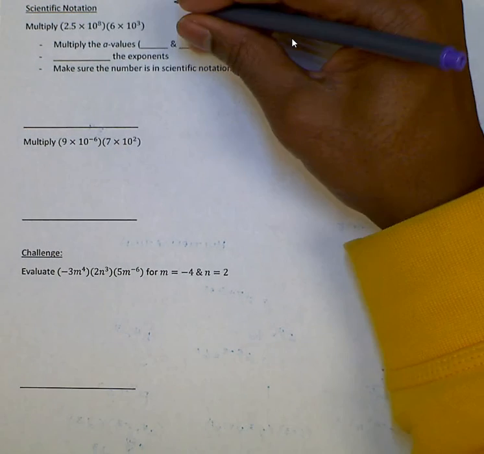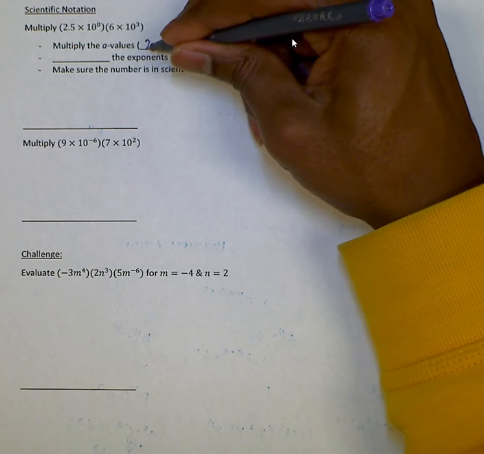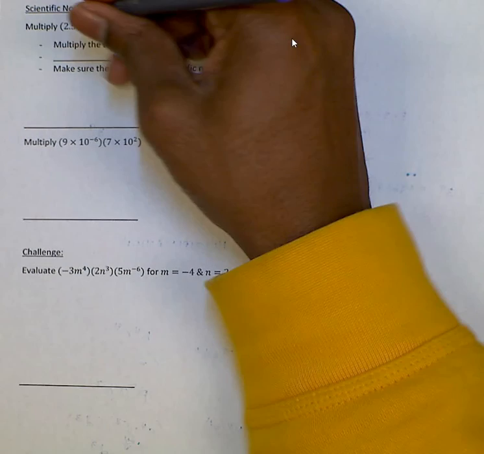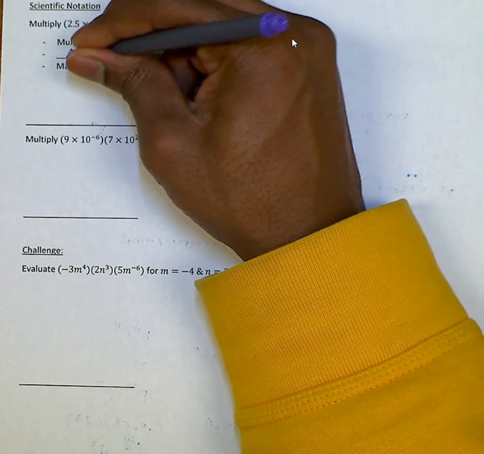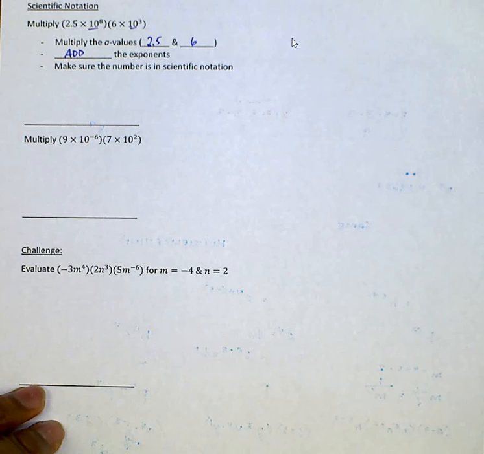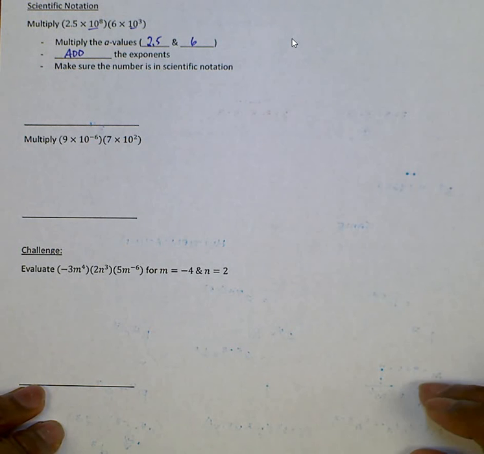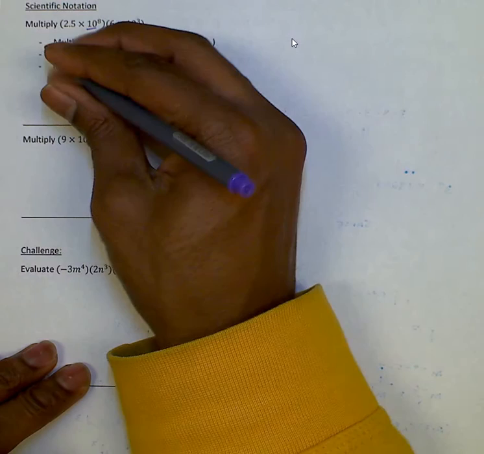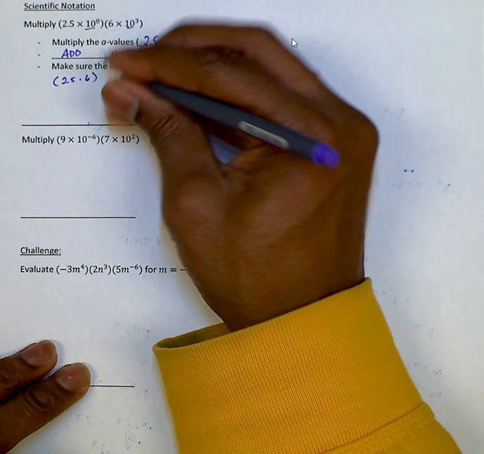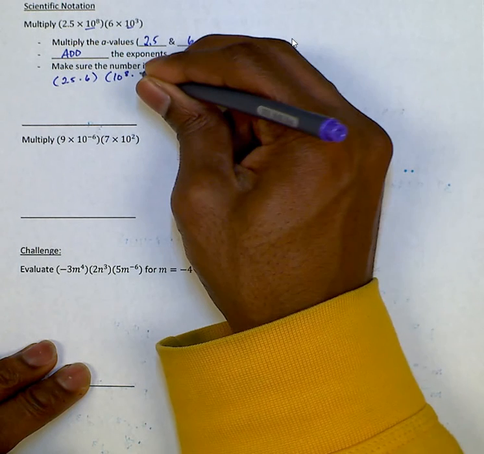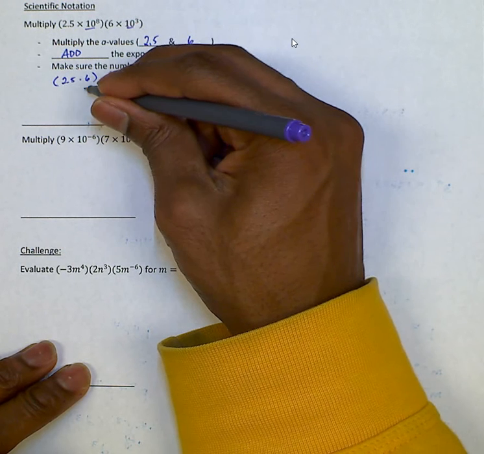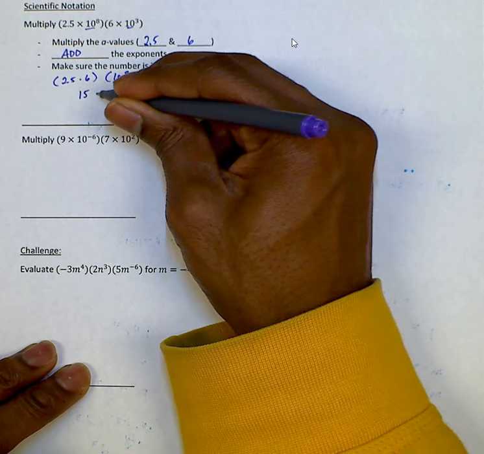We're going to multiply the a values, reorganize it so you're doing 2.5 times 6, and we're going to add the exponents. Again, we can add the exponents because they have the same base. 10 is our base, 8 and 3. And then we're going to make sure our answer's in scientific notation in the end. So as we've been doing for the other problems, I have 2.5 times 6, organize that here, 10 to the 8th times 10 to the 3rd here. And so that's going to give me 15 times 10 to the 11th power.